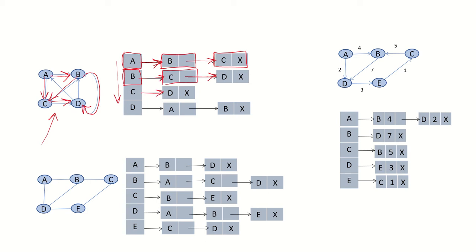So you can see very clearly that each node is storing only the information of its neighbors. It is not storing which neighbor it is not connected to. That information is not required. So it is not storing that information.